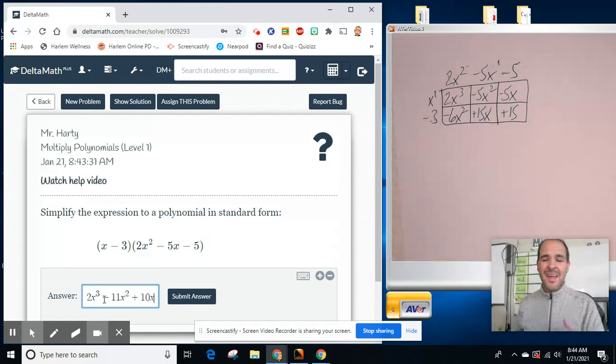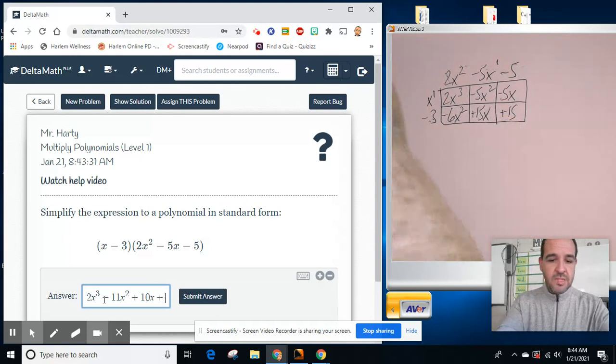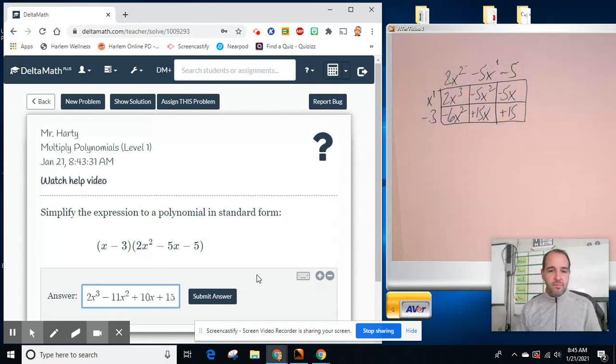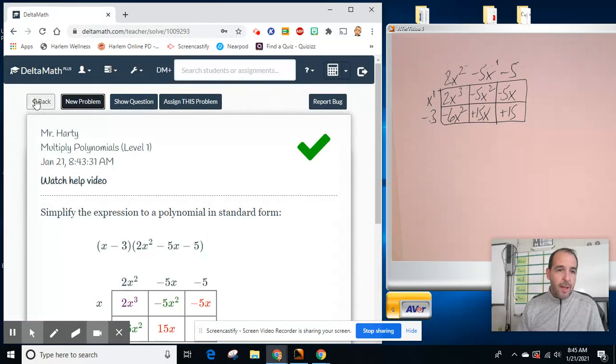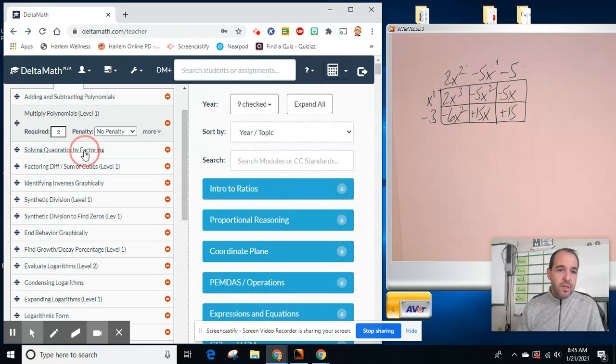Plus 10x. That's one of the other things with Delta Math that I've had people say, oh, I just got typing so fast. Before you hit submit answer, double check and make sure you're actually writing what you mean. Plus 15, like there, I had to put an equals in, and Delta Math's not going to take that. All right, I think I'm good. I am. Okay, so multiplying.